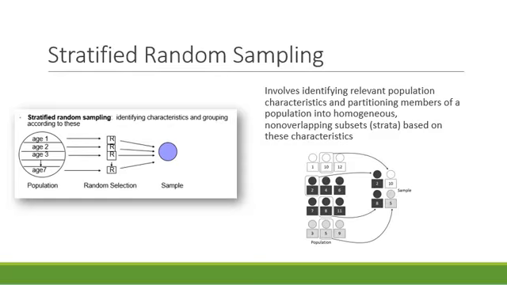There's another called stratified random sampling. This involves identifying relevant population characteristics and partitioning members of a population into homogeneous, non-overlapping subsets based on these characteristics. Sounds a lot like block randomization. Both blocked and stratified randomization are strategies to balance groups in a study, but they have a slightly different focus. Block randomization primarily ensures roughly equal group sizes, while stratified randomization aims to balance groups based on important characteristics like age. That's what we see in the example on the left.